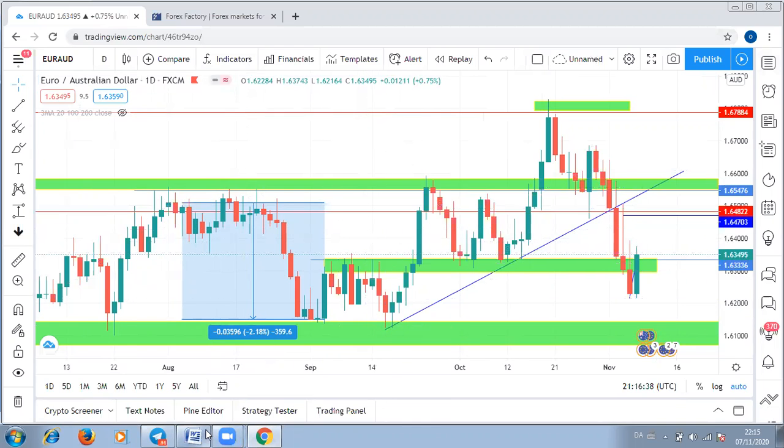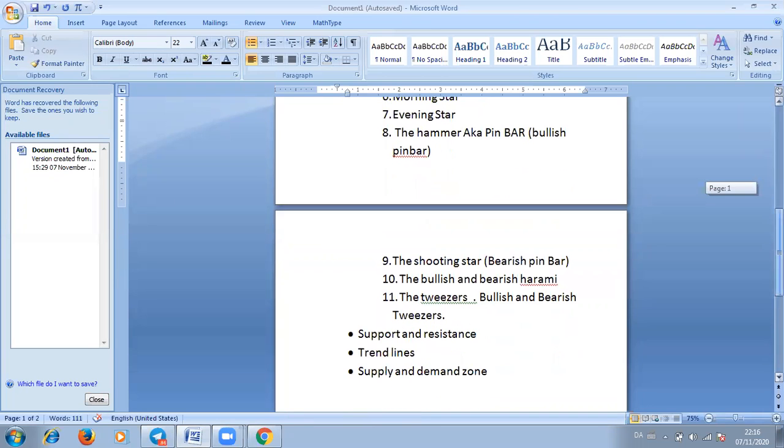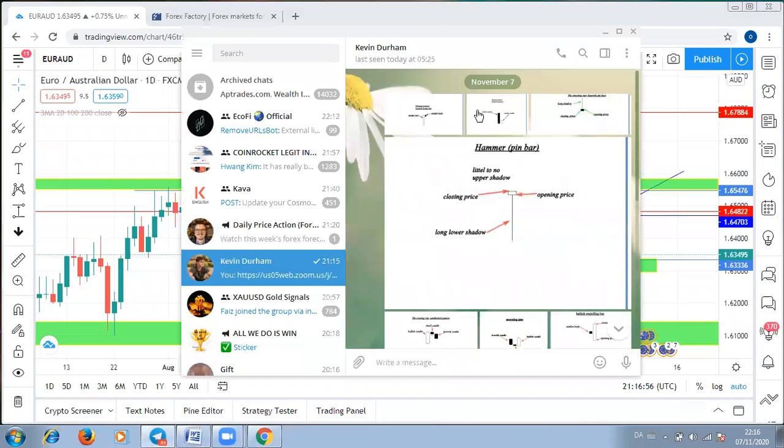So let us go to the things that we have. We have the bullish Harami. Harami in Japanese means mother and child. So when you're talking about the Harami, you're talking about the mother and child candlestick. Let me show you what it looks like.